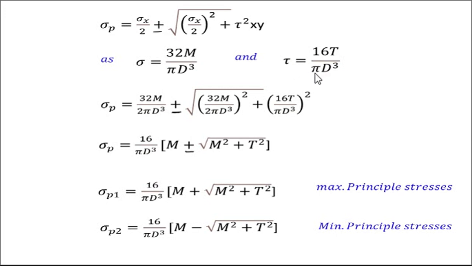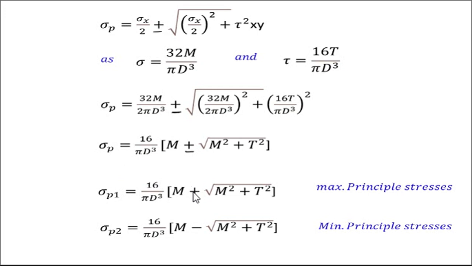So from that basic relation you can derive this shear stress expression also. If you put both of these, bending stress and shear stress, in the above expression, your expression will be sigma p is equal to 32M divided by 2 pi d cube plus or minus square root of (32M divided by 2 pi d cube) squared plus (16T divided by pi d cube) squared. So if you take common 16 by pi d cube, the remaining will be M plus or minus under root of M square plus T square. So this is the expression for principal stress.